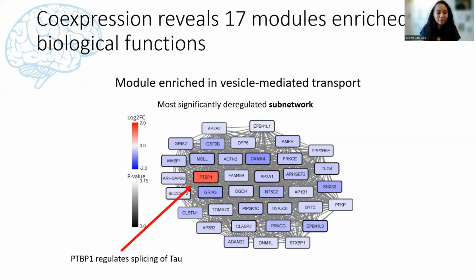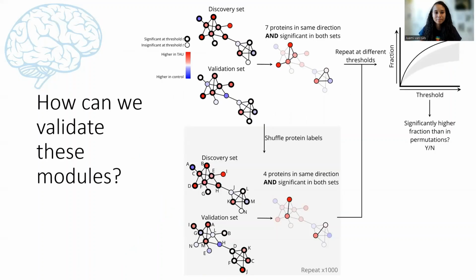So for example, PTBP1 regulates the splicing of tau, which affects its aggregation propensity. Now, tau aggregates are found in many different neurodegenerative diseases. So a protein that actually affects the aggregation of tau could be very important for the disease progression. So the next question is, how do we know that the modules that we found have real biological meaning and are not just a chance finding?